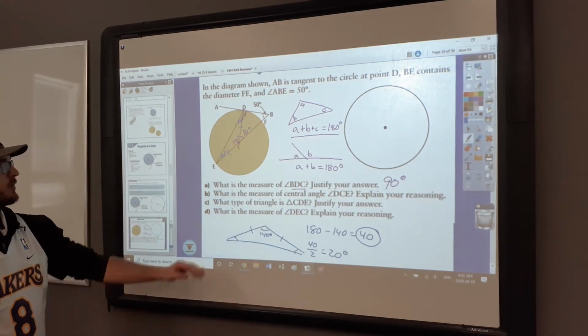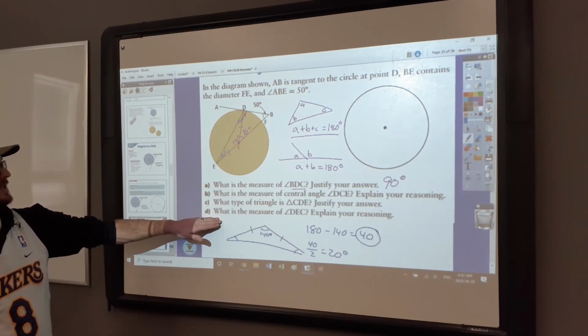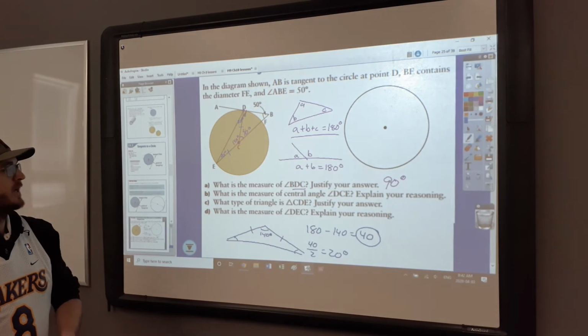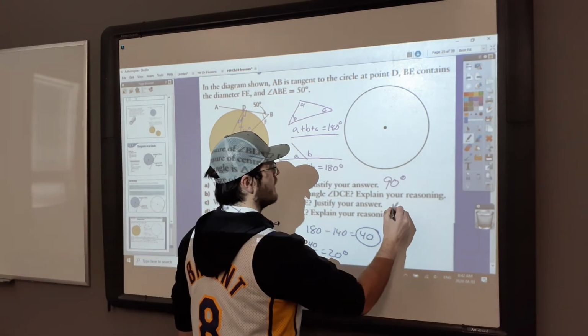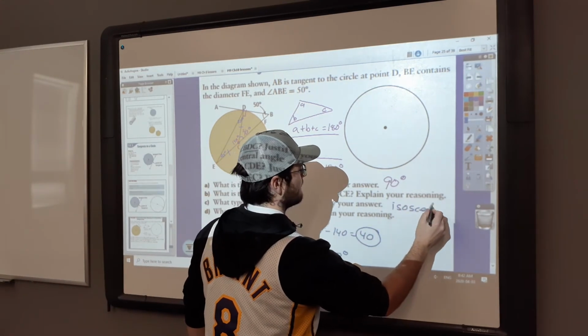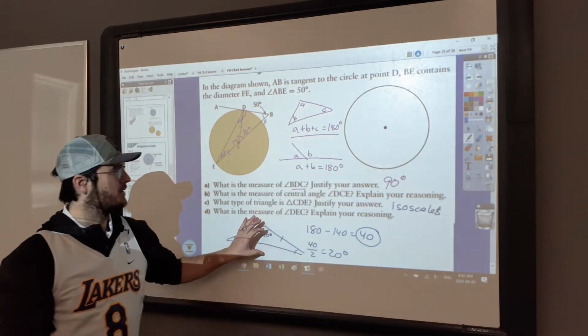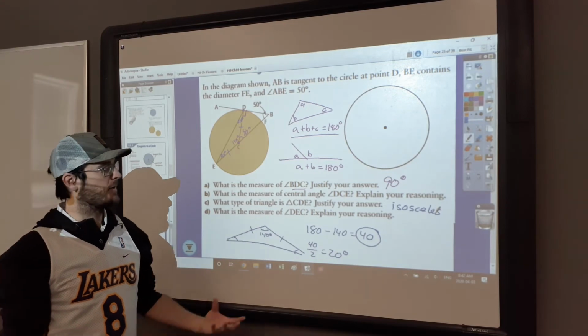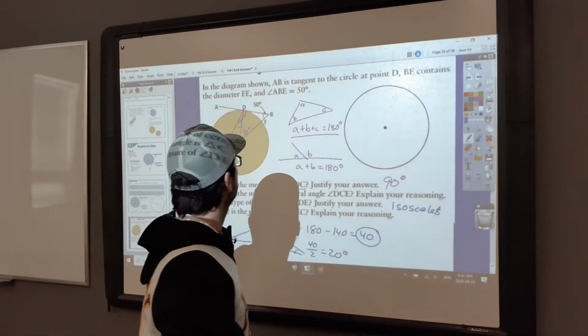Okay, so a little bit of work. We basically did C and D together. So D, E, C, that was asking me for that angle as well. Okay, so it's an isosceles triangle. And using that logic, knowing isosceles triangles and their angles is important as well.